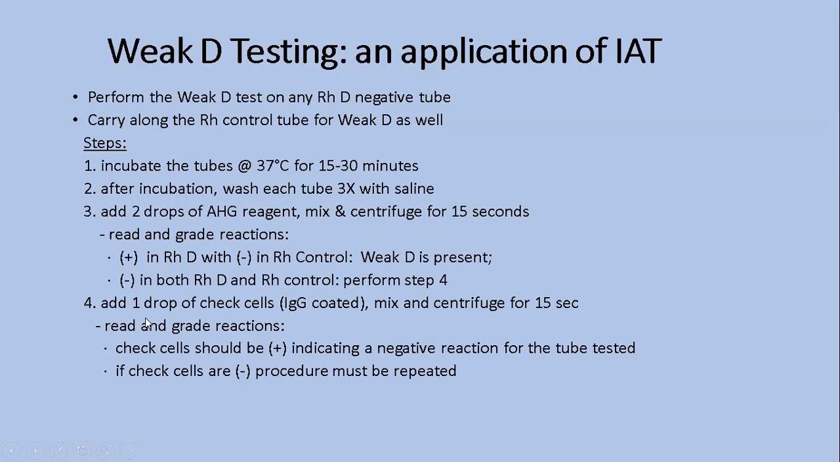Okay, what happens if our check cells don't agglutinate? It means our procedure is faulty. Maybe we forgot to add AHG. Maybe our AHG wasn't reactive anymore. Maybe we failed to wash appropriately and there were some proteins present in the tube that neutralized our AHG. It could be any of those things, but negative check cells always means my procedure is faulty and I need to repeat it.